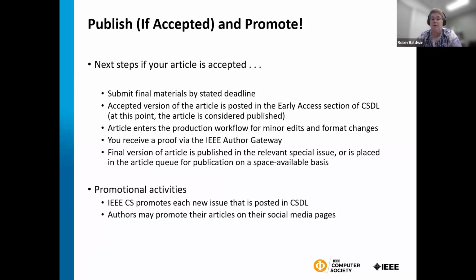Then there's final production, where you review a proof through Author Gateway, and then, as I mentioned, your final version is published in either the special issue, or if it's a general article, it'll be published on a space available basis. And IEEE Computer Society promotes each new issue that is posted in the Computer Society Digital Library. And we also encourage our authors to promote their articles on their social media pages. And we do some of our own social media as well.